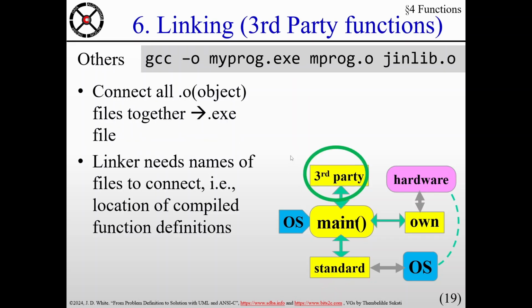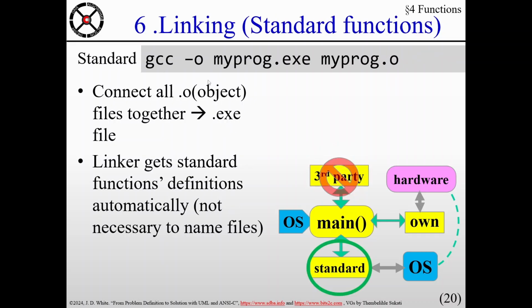If we're linking to third party functions, we have to have GCC -o myprog.exe myprog.o, and for example, jinlib.o. I have to include the object file of the third party people's stuff. So I've got my own program function plus a third party function that I need to link together. So I've got both of those, and the linker needs all the files.